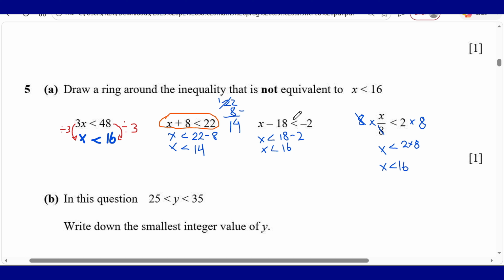x minus 18 is smaller than negative 2. So how do we cancel negative 18? By moving it to the right and it becomes positive. So x is smaller than 18 minus 2. 18 minus 2 is 16. So this is equivalent to the question. Now we have x over 8 less than 2. How to cancel the 8 is by multiplying both sides by 8. So this one cancels out. Now we have x left. 2 times 8 is 16. So this is x smaller than 16. So it's equivalent.